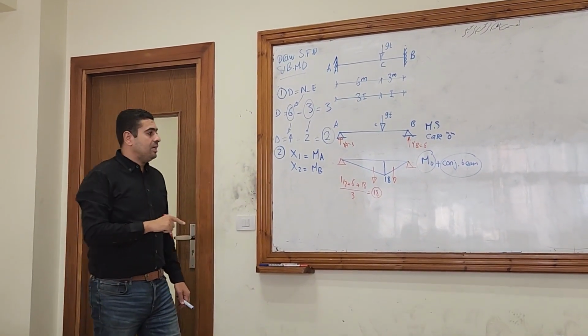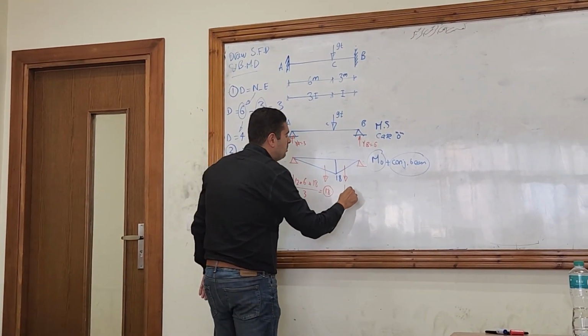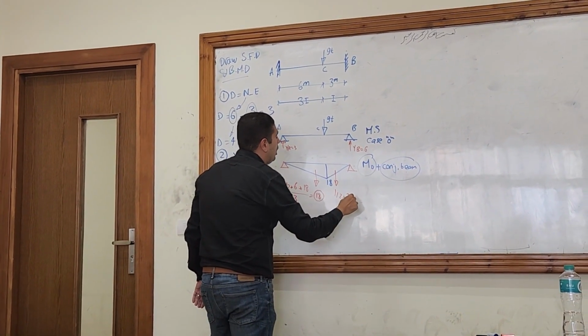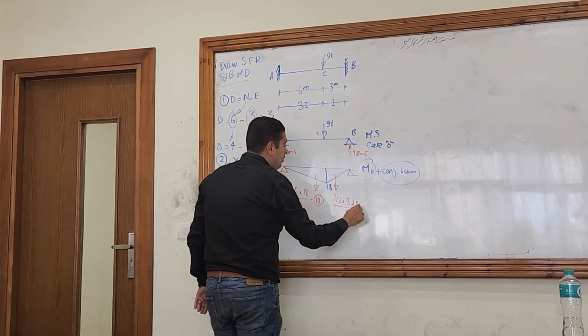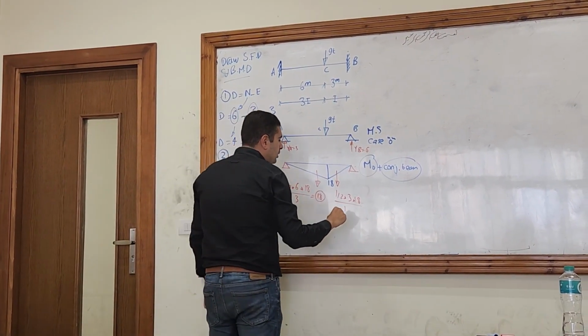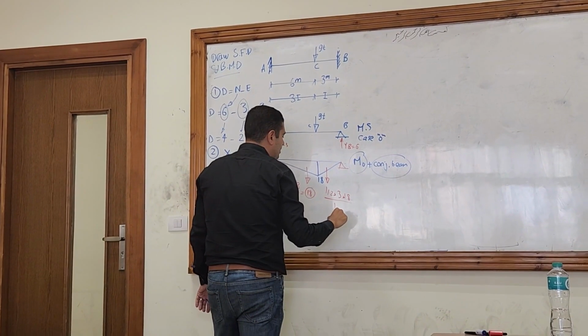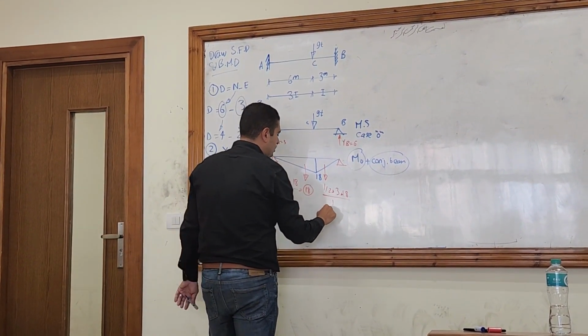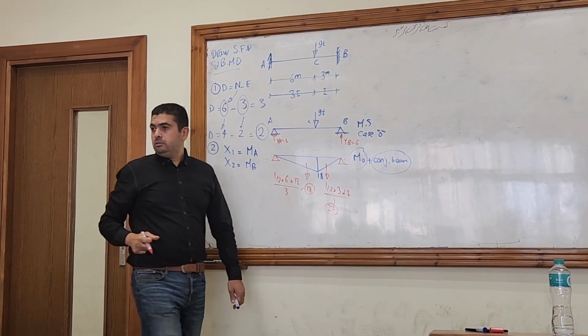What about the second force? It's half. Base is 3. Height is 18. Divided by the inertia factor, which is 1. So here will be 27. 27, right? 27. Okay.